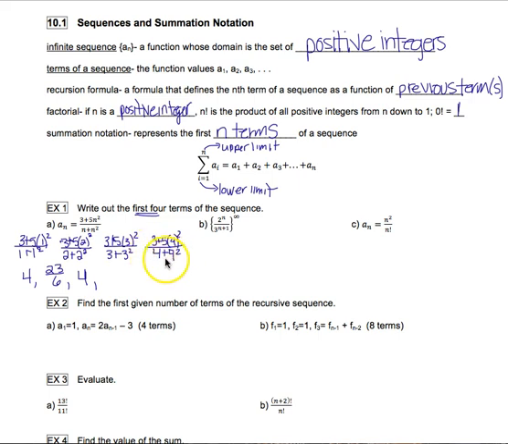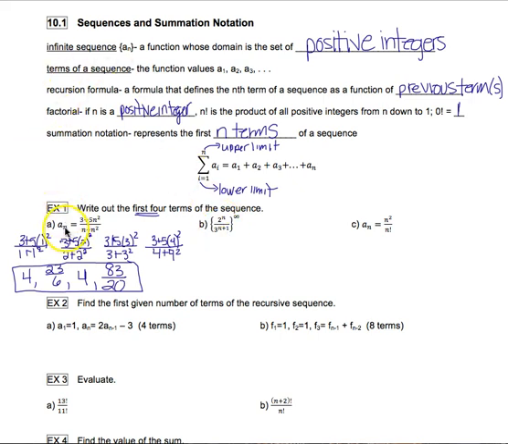So 20 on the bottom. 18 times 5 is 80, plus 3, 83 over 20 would be my final answer there. So this entire list is my answer, because when we write out terms of a sequence, we separate them with commas. Okay, here we're just using the alternate notation.